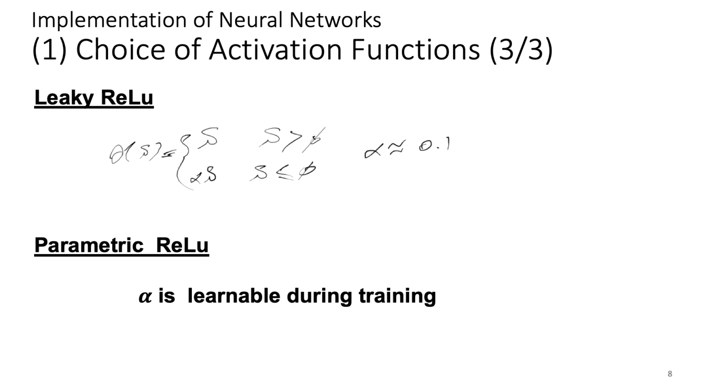Both of them are actually doing the same thing, but one has a parameter alpha which we can cross-validate or treat as a hyperparameter. The other is a sort of fixed hyperparameter, normally around 0.1, for that alpha. For those inputs smaller than 0, we don't make the output completely 0. We just multiply by alpha, a very small number. So leaky ReLU allows a small positive gradient when the unit is not active.